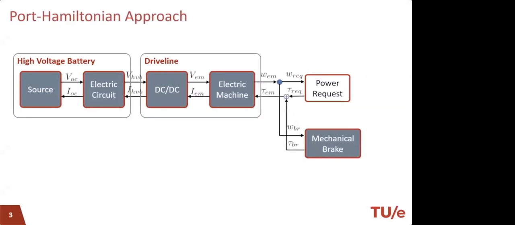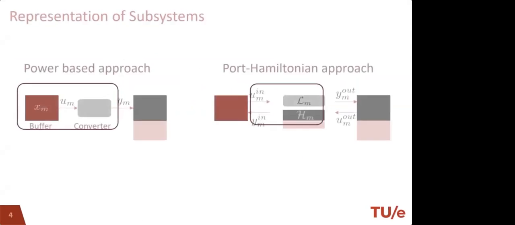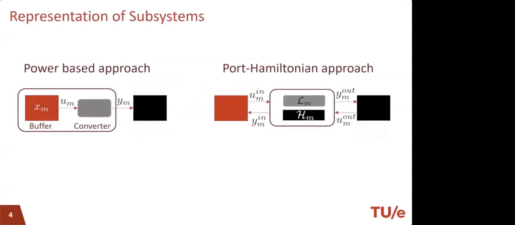Port-based approaches are an alternative that consider physical variables in the problem formulation. In this case, power flows are described in terms of conjugated variables at each port of the subsystems. For instance, voltage and current for the battery or angular velocity and torque in the electric machine. The difference between these approaches lies in the way that the subsystems are represented. For power-based representations, each subsystem contains a buffer that stores energy and a converter that describes the power consumed. It is clear to see that the energy extracted from the subsystem is less than the energy originally stored.